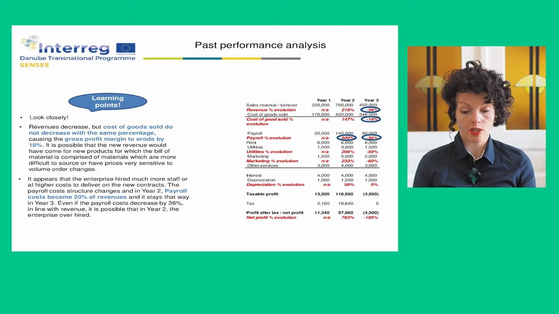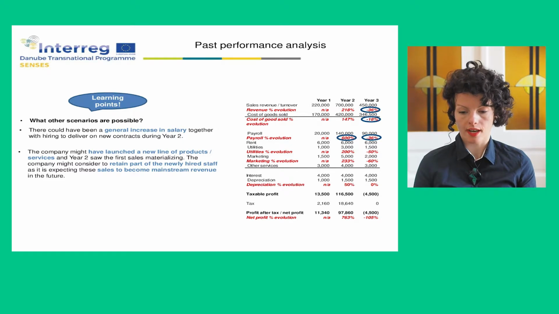It appears that the enterprise hired much more staff at their higher costs to deliver on the new contracts. The payroll structure changes, and in year 2, payroll costs become 20% of revenues, and it stays that way in year 3. Even if the payroll costs decreased by 36% in line with revenue, it is possible that in year 2, the enterprise overhired. What other scenarios are possible?